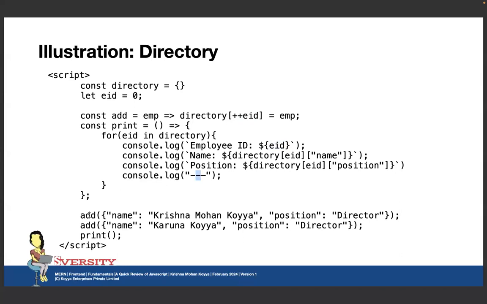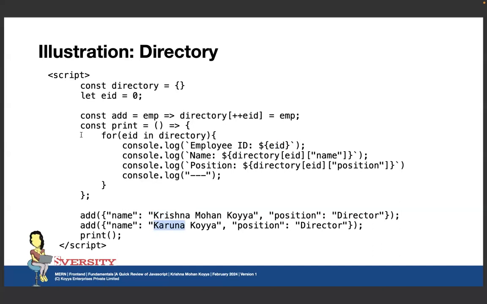So see here, when I'm calling add, I'm passing a JSON. Name is this, position is this. Another add function call with some other name and some other position. So then what will happen internally? The directory will have at 1 Krishna, and at 2 it will have Karuna. These are all JSON objects again.